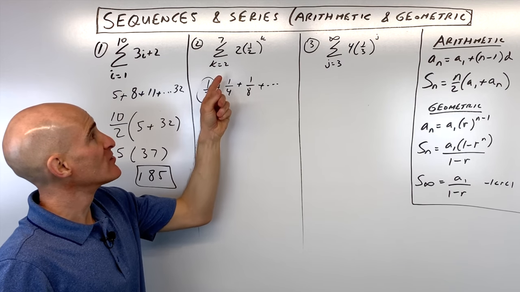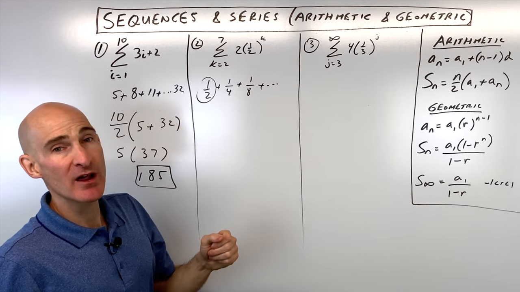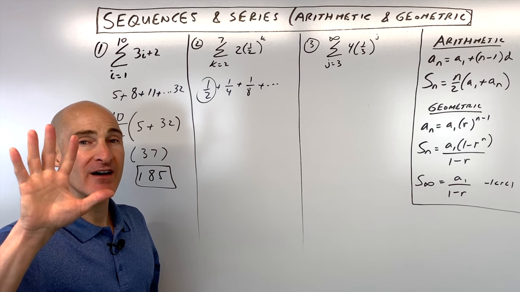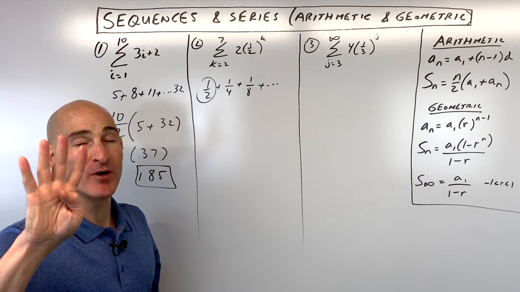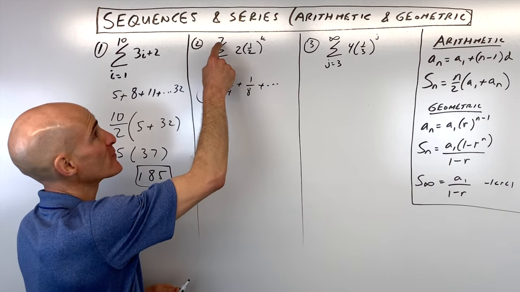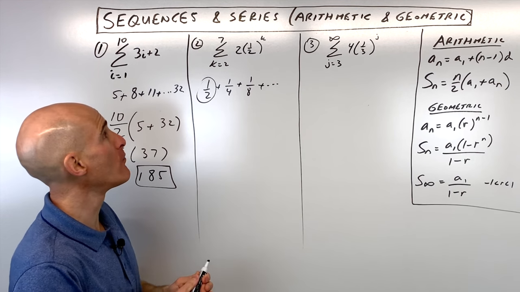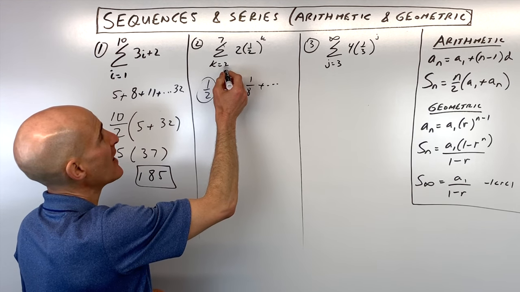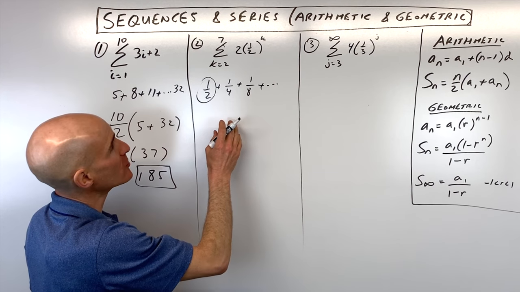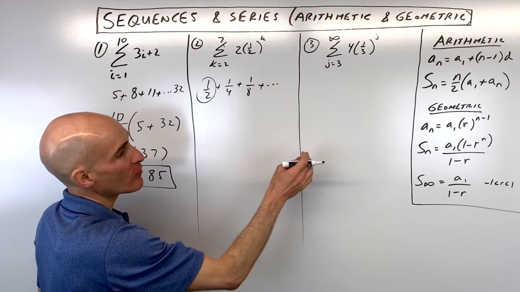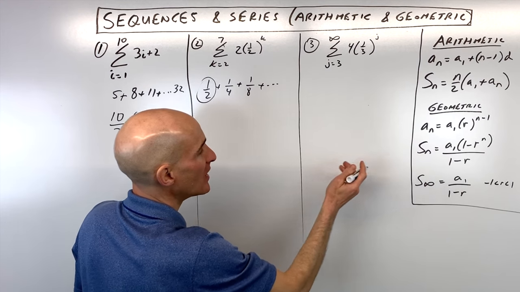But there's actually 6 terms here, because think about it. If somebody says, how many numbers are there from 1 to 5? 5 minus 1 is 4. But really, you can see there's 5 terms. So when you're counting the first and the last, when you subtract, you have to add one more. So 7 minus 2 is 5, plus 1 more is 6. We have 6 terms. We know it's geometric because we're multiplying by a half. So we're going to use this formula right here.